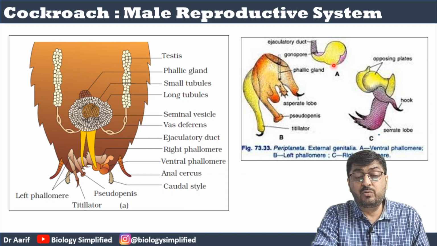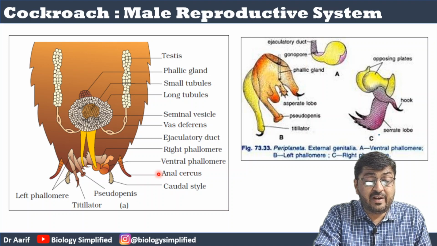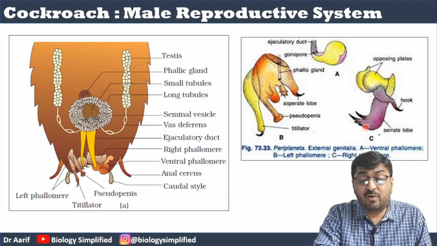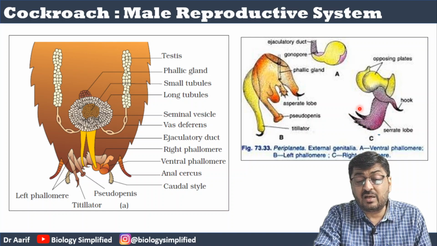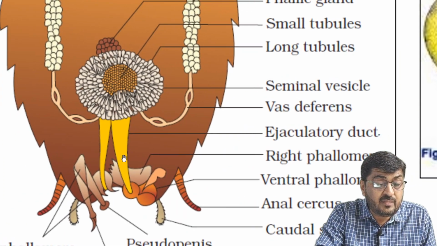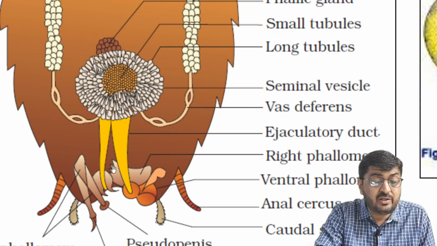Right? This is how you identify which is the ventral phallomere. Wherever the ejaculatory duct ends, that is the ventral phallomere. Look at the right phallomere. Can you see some teeth-like, serrated structure here? Look at this area. Can you see this teeth-like structure here?